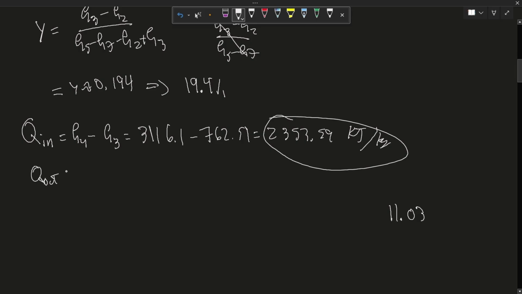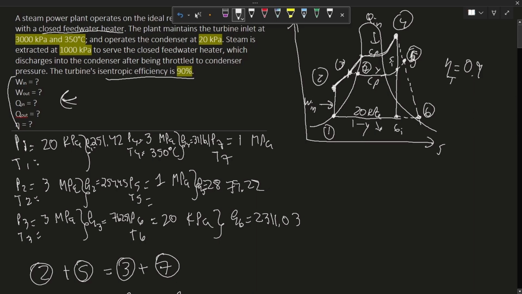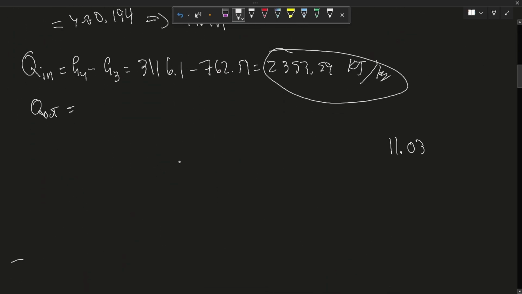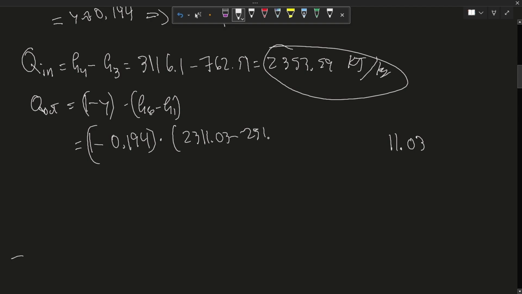Q out is down over here. Now you can't just take H6 minus H1 because it's not 100% of the water that's in here. You have to take this into consideration, which we have. We just calculated 1 minus Y. So 1 minus Y times H6 minus H1. So 1 minus 0.194 times H6, 2311.03, minus H1, 251.42, giving us a Q out of about 1660.05.